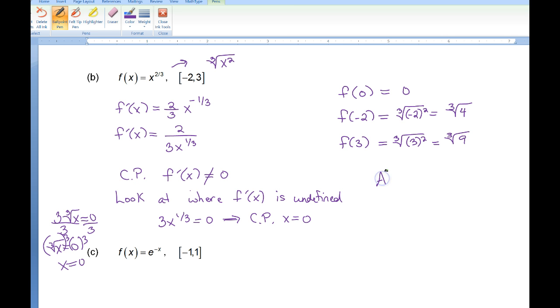So the absolute maximum is the cube root of 9, and that's when x is equal to 3. The absolute min is equal to 0, and that's when x equals 0.